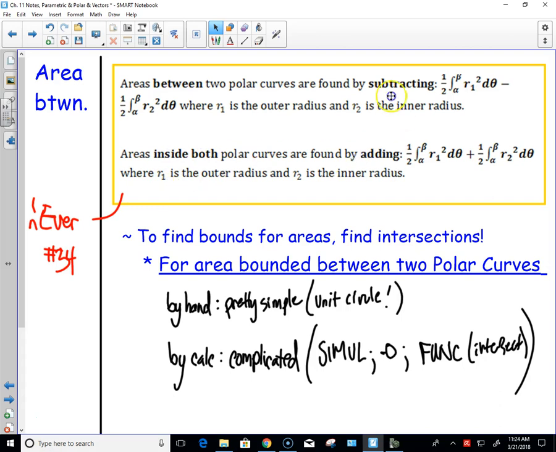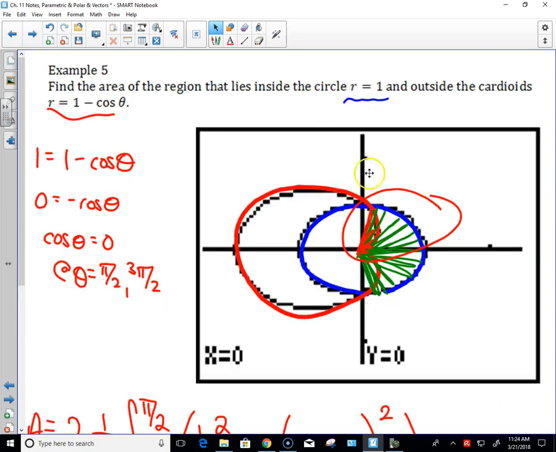Do you guys see the difference between adding and subtracting? Here's the example of the subtracting. The subtracting, if I wanted the between, I needed to go out. Subtract the two to get between.